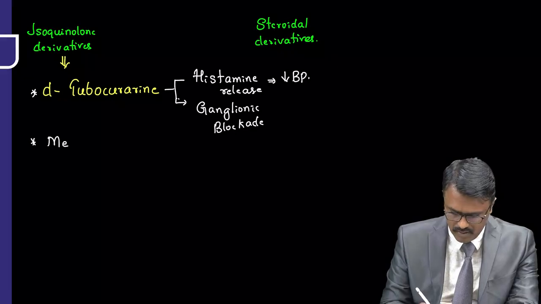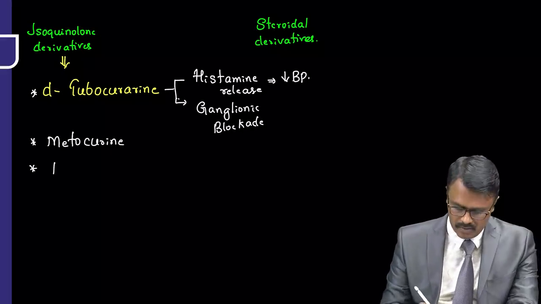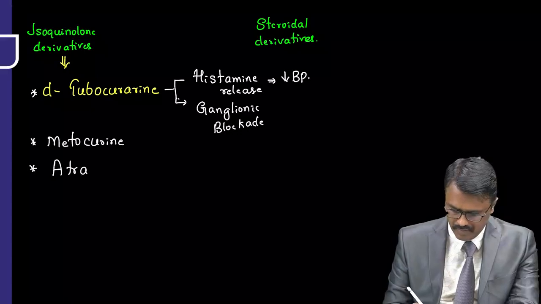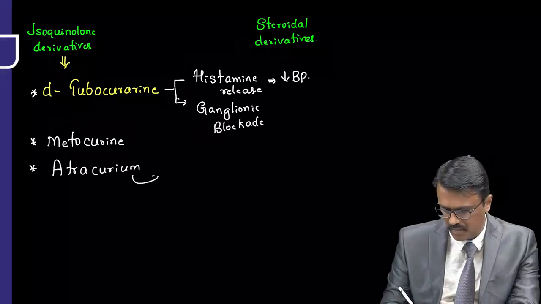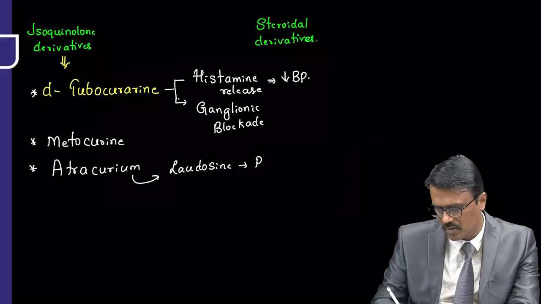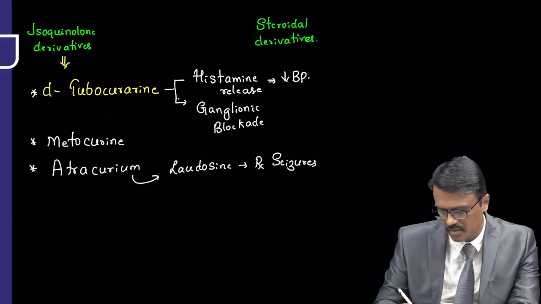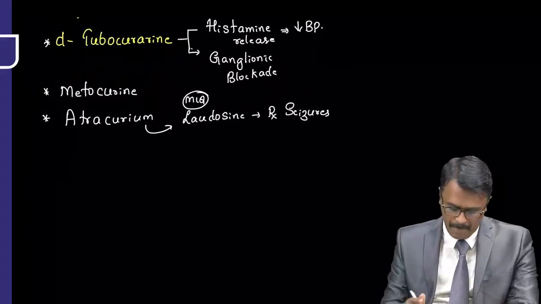One more drug is called metocurine. The name is called metocurine. And then we have a drug called atracurium. Atracurium after metabolism will give rise to a compound called laudanosine. And laudanosine is known to produce seizures. So they can ask you this question. What is the reason why atracurium can cause seizure? It is because of the metabolite laudanosine.